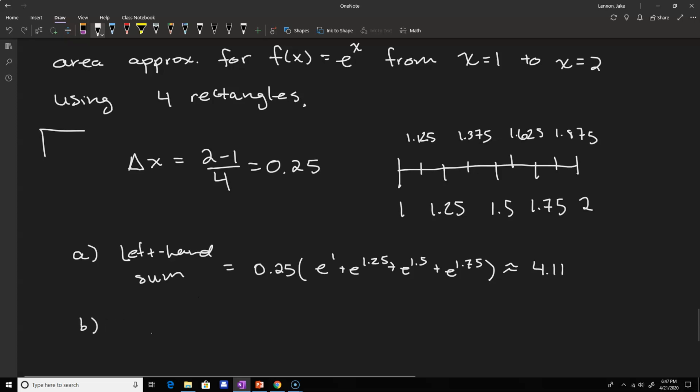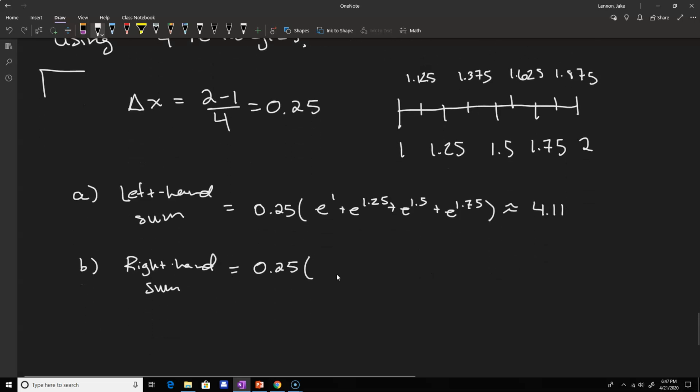For B, we have the right-hand sum. Again, we have our width 0.25, and now we're plugging in all values except for the very first. So we have e to the 1.25 plus e to the 1.5 plus e to the 1.75 plus e to the second. And if you plug all that into your calculator and round to 2 decimal places, this comes out to about 5.28. So we know e to the x is an increasing function, so we know the true area is somewhere between that 4.11 and that 5.28.